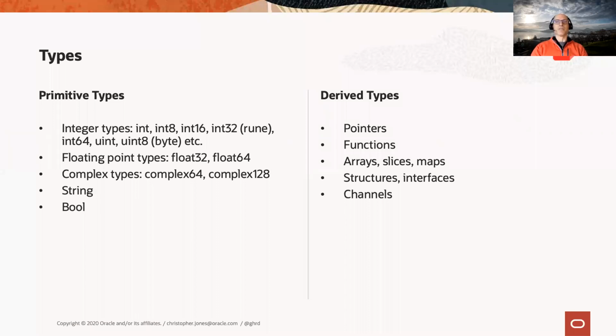Functions are first class, so you can pass them around. Maps are like Python dictionaries or JavaScript objects. Channels I'll go into, I've got some demos, so use those for the Go routines for concurrency.